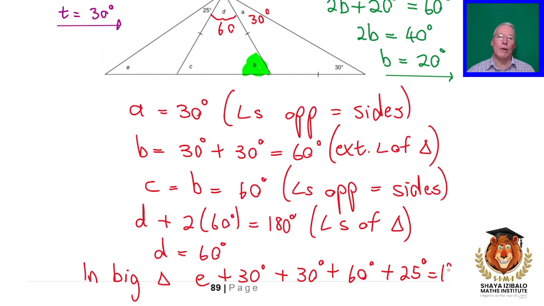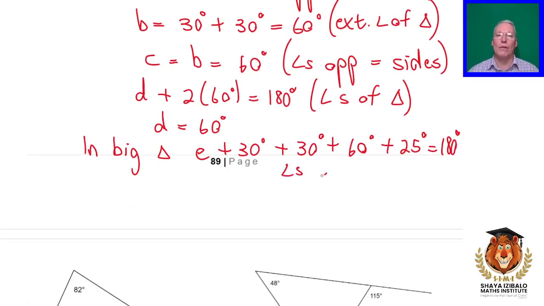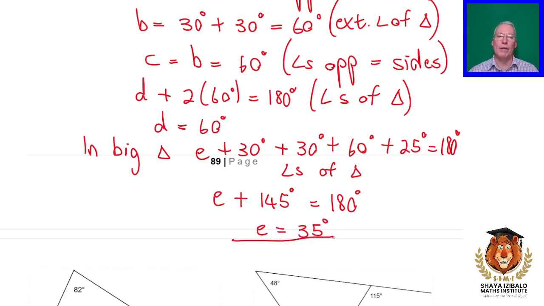That must all come to 180 degrees, and our reason for that is angles of triangle. Okay, so what we've actually got here, we've got 30 and 30, that's 60. Another 60, that's 120, and 25. We've actually got E plus 145 degrees is 180 degrees. If we now subtract 145 from both sides, we get 35 degrees.